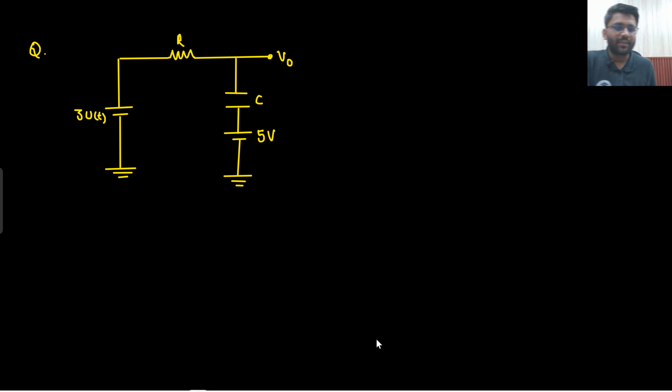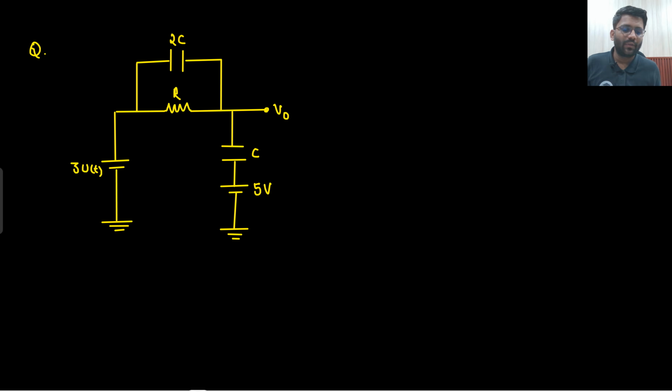Those who are preparing for the GATE examination, and those who are done with network analysis, can also see this question. This kind of question I am receiving again and again in the DM: sir, what will be the V naught waveform? Some are saying we will apply the superposition theorem, this or that. So we will solve both of the questions.